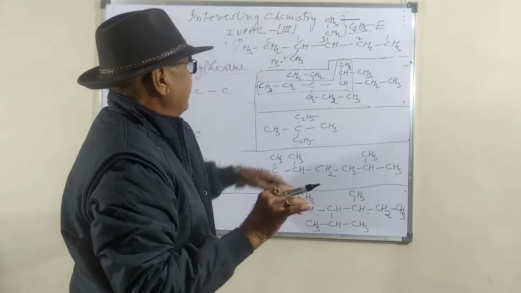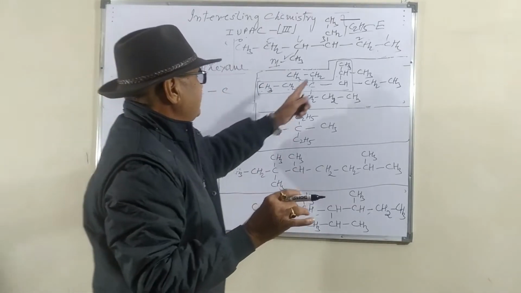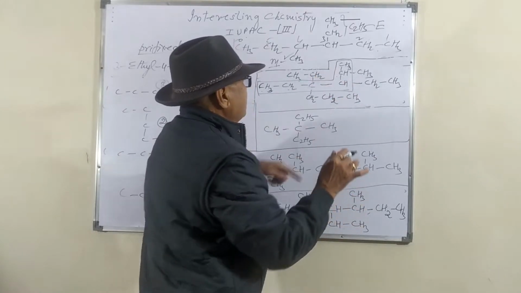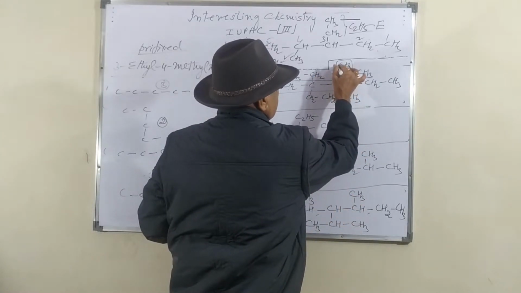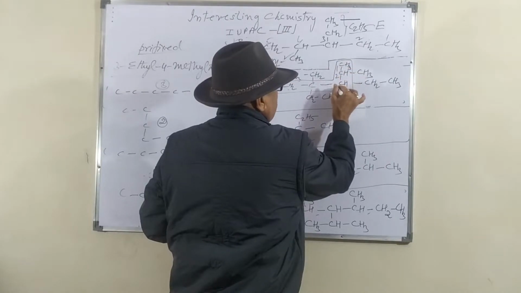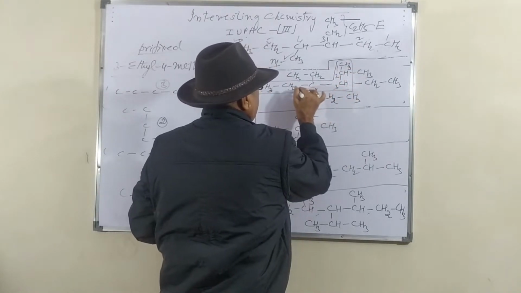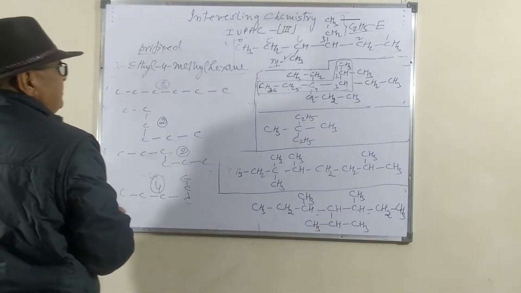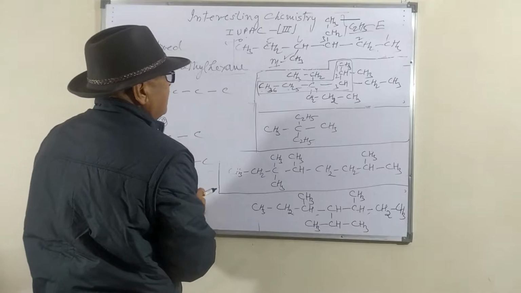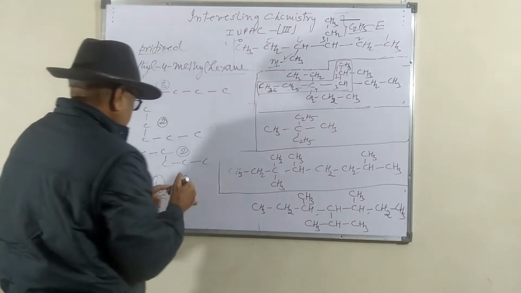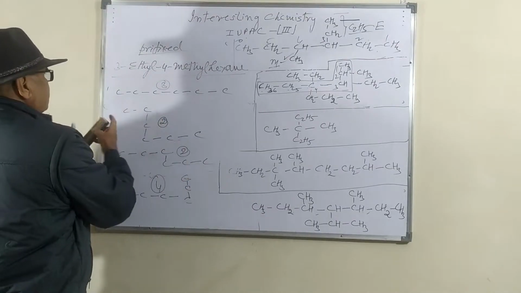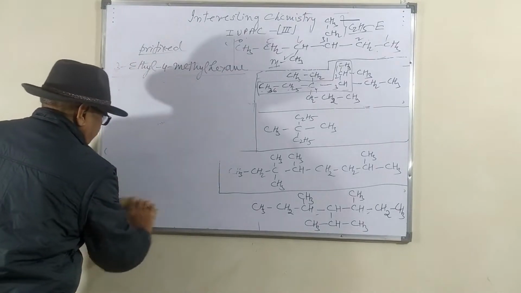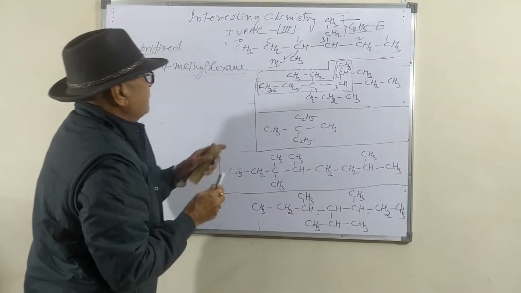So here again give the numbers. If you start from this end you will get the lowest numbers: 1, 2, 3, 4, 5 and 6. So in this compound you will find 4 substituent groups. First write the substituent groups.